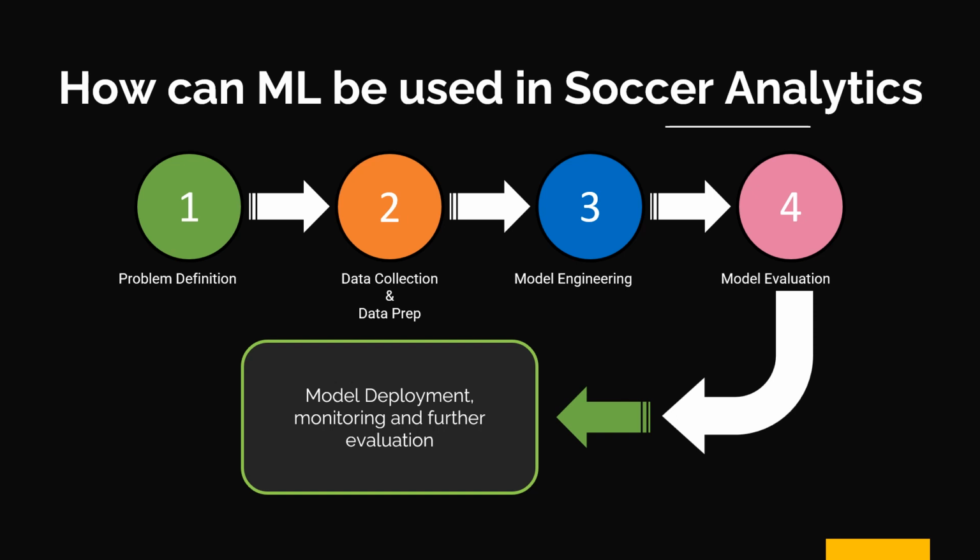Thirdly, we have model engineering, which is deciding on what kind of model to be used and implemented. Step 4 and step 5 are kind of iterative, where basically we evaluate our model to check if the results are actually useful or not, and then further improve it for better accuracy and improved insights.